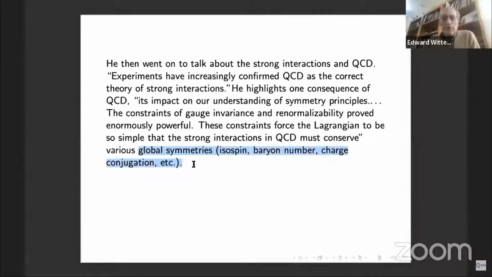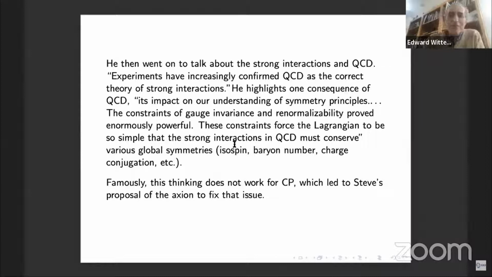I guess we should also add strangeness, and flavor SU(3), and parity. Famously, this doesn't work for CP. Famously, it doesn't work for P or CP, which led to Steve's proposal of the axion to fix that issue. And that, of course, is a still unresolved question in physics, whether there really is an axion, whether that's the right interpretation of why the strong interactions conserve CP.